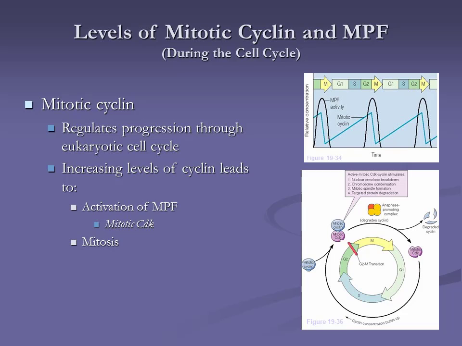And as it gets to a threshold, that's going to turn on the maturation promoting factor. And once it peaks, then cyclin goes, okay, I've done my job, let's do it the next time. So it's almost like a metronome. Mitotic cyclin and the level of expression of mitotic cyclin is very tightly regulated in a timing fashion. And mitotic cyclin's role is to activate maturation promoting factor that leads to the actual M phase.